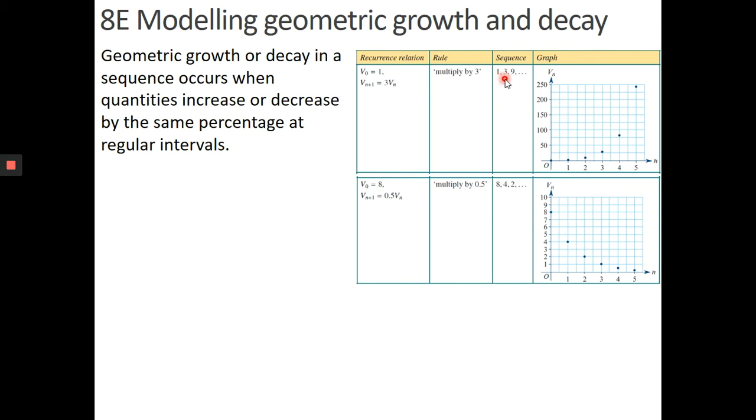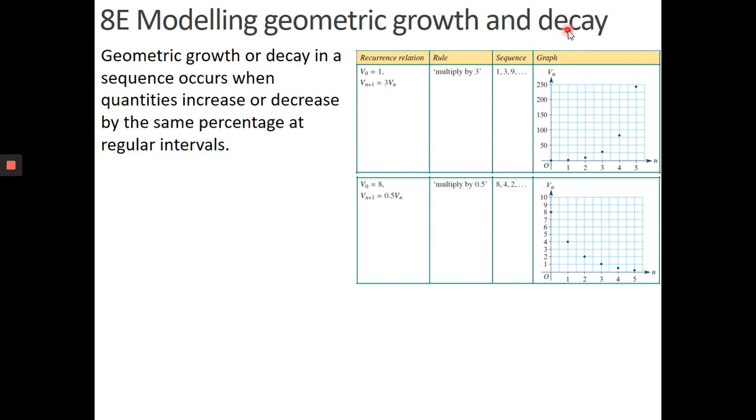This one here, 3 multiplied by 3 is 9. So that one's actually gone up by 6. Doesn't go up by the same amount each time. So it's geometric growth. But there is a rule. It's still a rule, multiplied by 3. Look how they've written it, 3 times Vn.